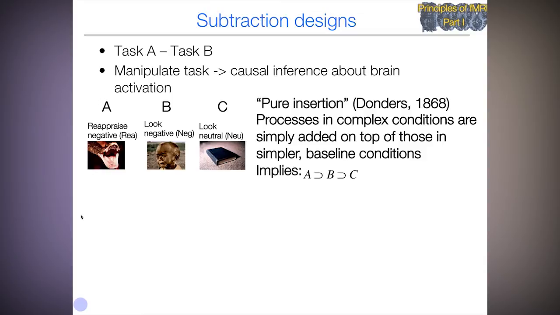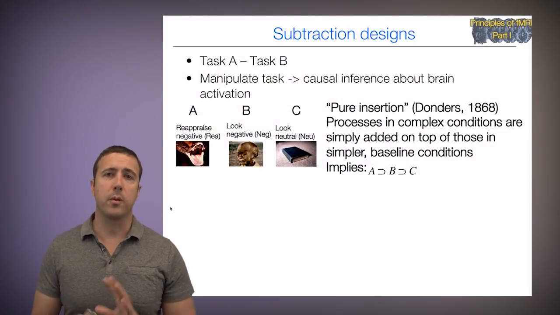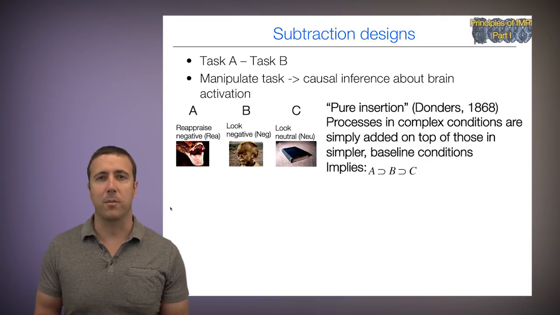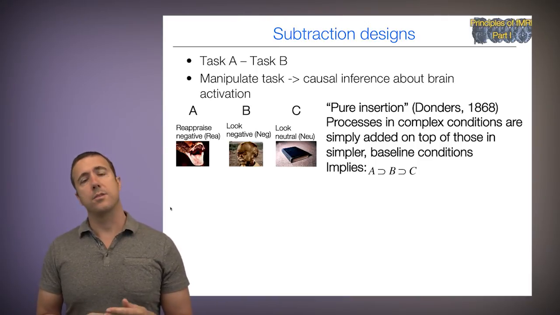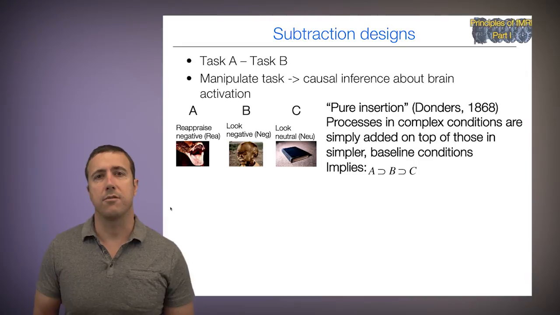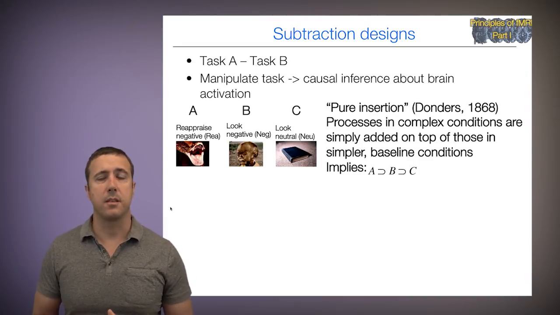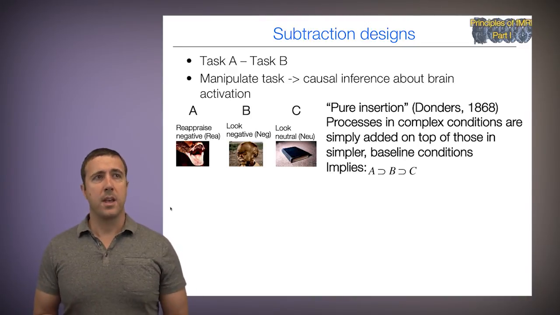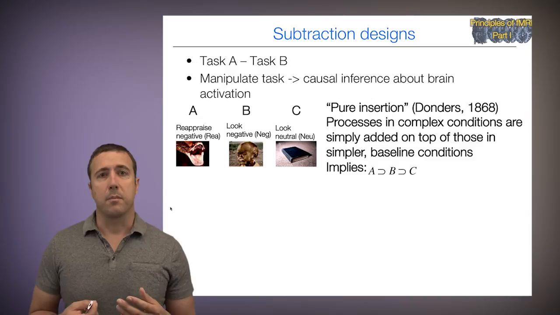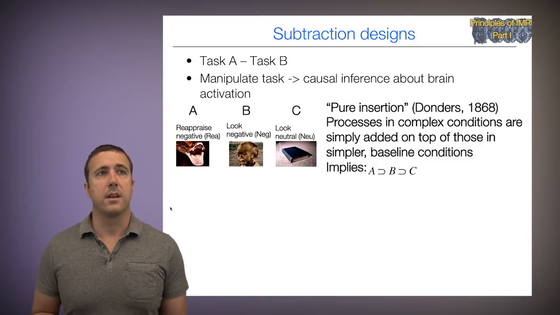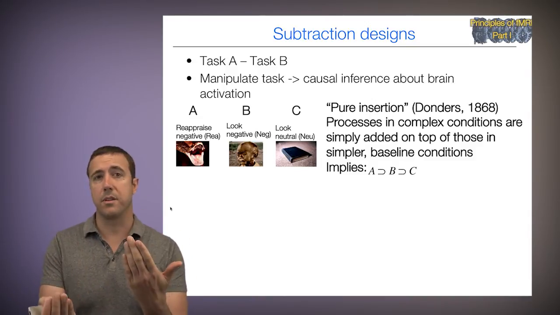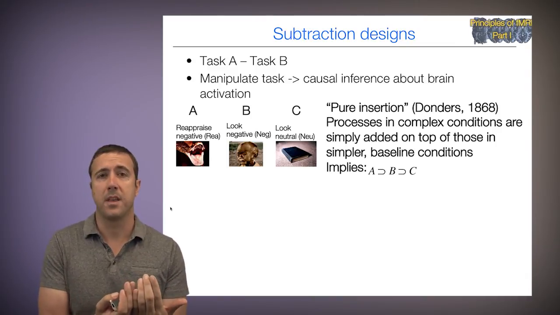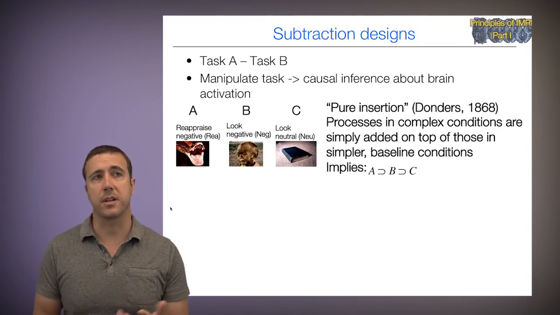We also, in this example experiment, included another condition, which is just looking at neutral objects. So we'd like to know where the reappraisal activity is in the brain. What's happening? Where's the reappraisal action? And to use this kind of design to infer that requires making some assumptions. And the basic assumption goes way back to the 1800s. It's called pure insertion. And this is the idea that I can compare more complex conditions to simpler ones by simply subtracting off the activity due to the simpler condition. And whatever's left over must be related to the more complex condition.